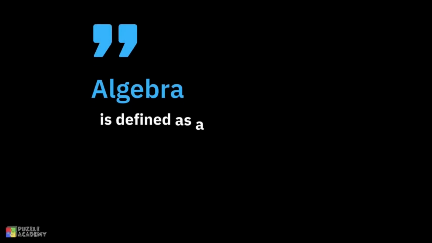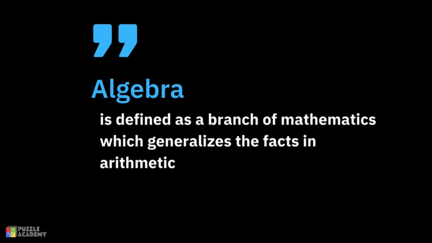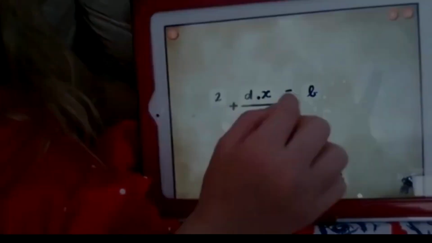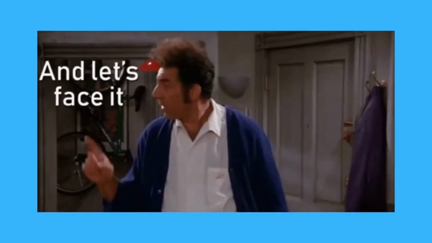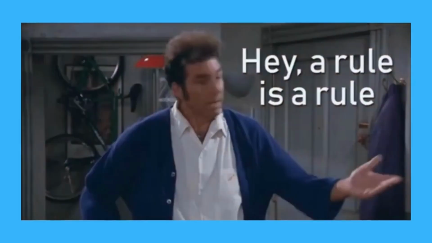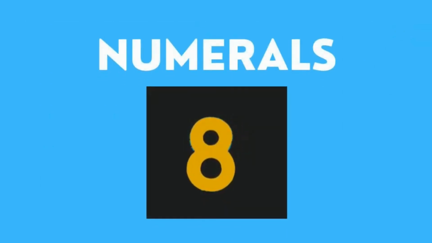As we go on, algebra is defined as a branch of mathematics which generalizes the facts in arithmetic. In a spoken language, letters and punctuation are used to create words and phrases. In the language of algebra, letters along with numbers and operation symbols are used to create expressions. We shall begin by learning how to translate some of the rules in arithmetic and words into the language of algebra. The language of algebra is composed of the following. The first one is numerals. A numeral is a word expressing a number, such as 0 to 9 and so on.